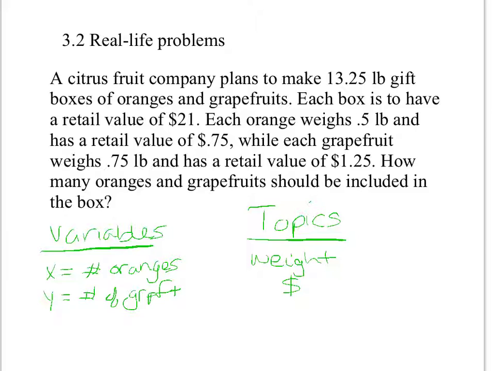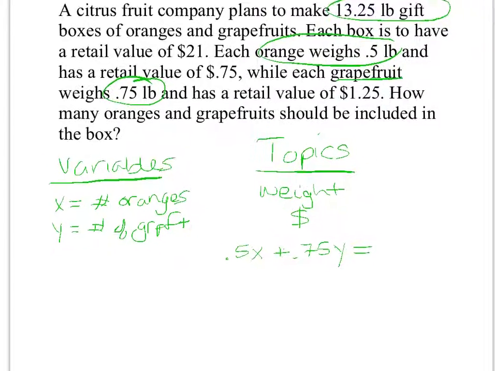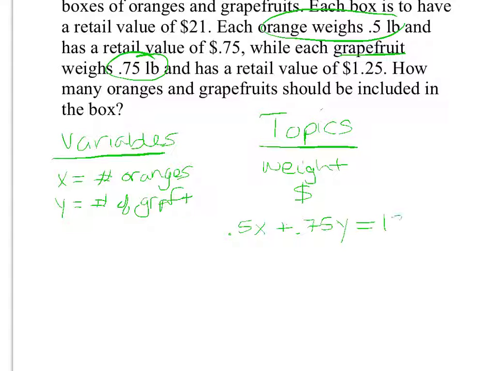So if we look at this, let's focus on the weight. We want a 13.25 pound gift box. An orange weighs half a pound, and a grapefruit weighs 0.75 pounds. So then we will write our equation. If an orange weighs 0.5 pounds, then 0.5 times the number of oranges should be how much all the oranges will weigh, plus 0.75 times the number of grapefruits, that'll be how much all the grapefruits weigh. And we want that to equal, what was that again? 13.25. So it equals 13.25.